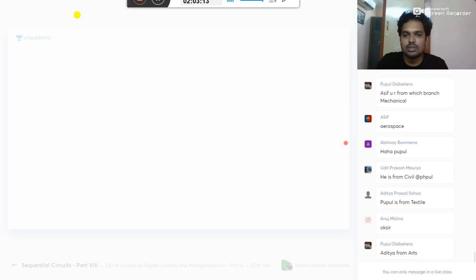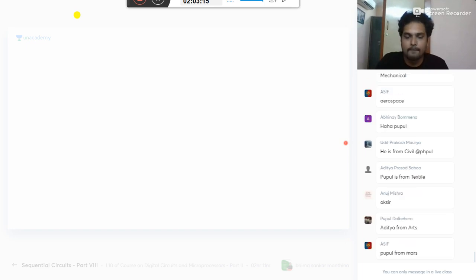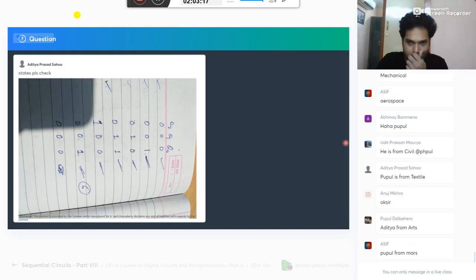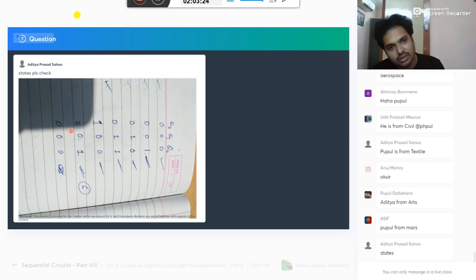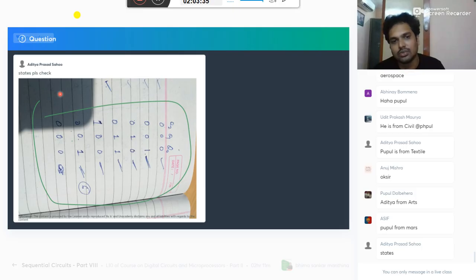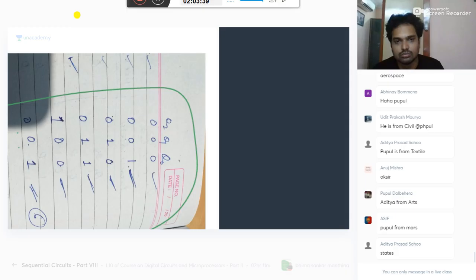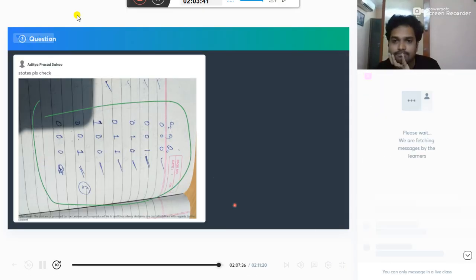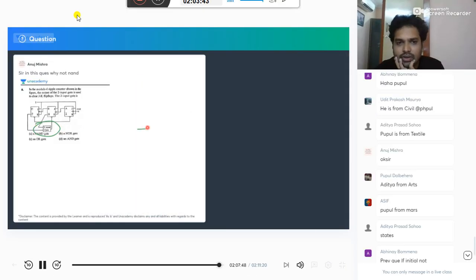What is your doubt, Aditya? Civil engineering. So steps, please check. Where is your sheet? Again, you upload it because only half is visible. Complete picture, you take it properly. Any other?